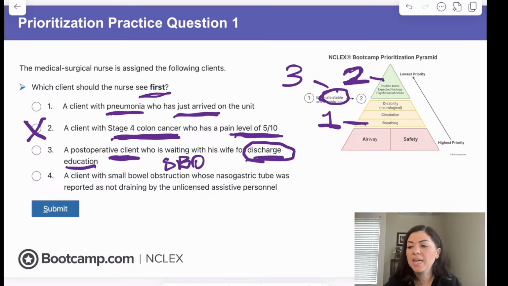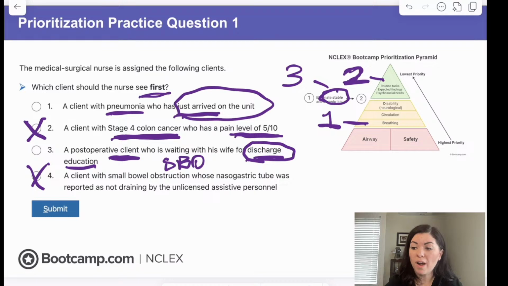second. Because this is not an expected finding, and if we leave that NG tube not draining, our client is at risk for complications. They could have abdominal distension and discomfort, nausea, vomiting, and even rupture. But once again, they are not going to be as high of a priority as a client that just arrived on the unit.